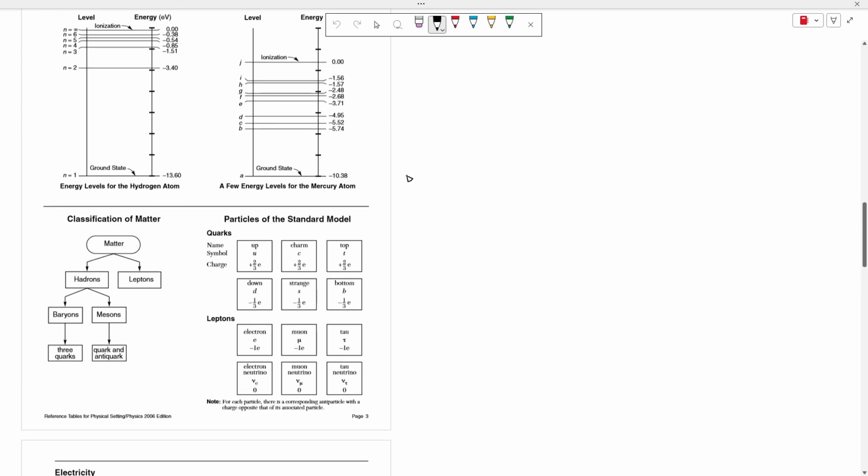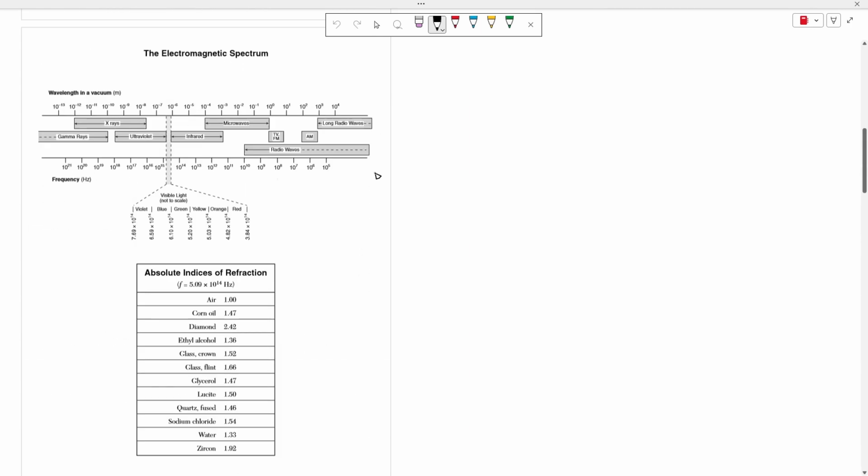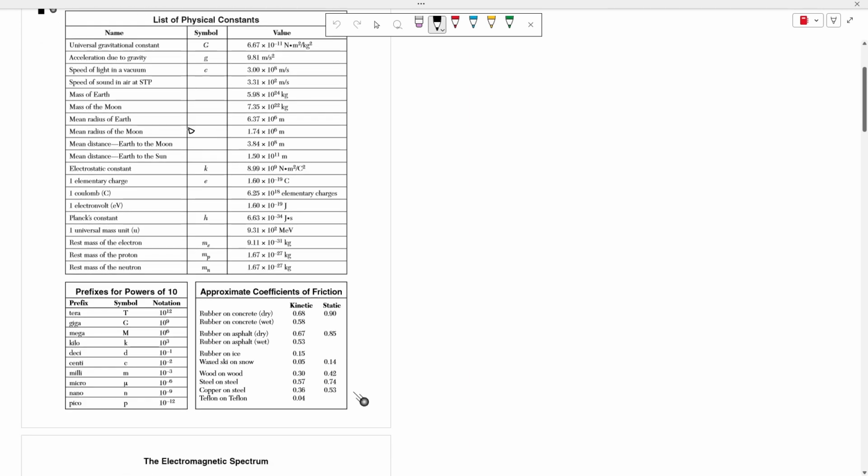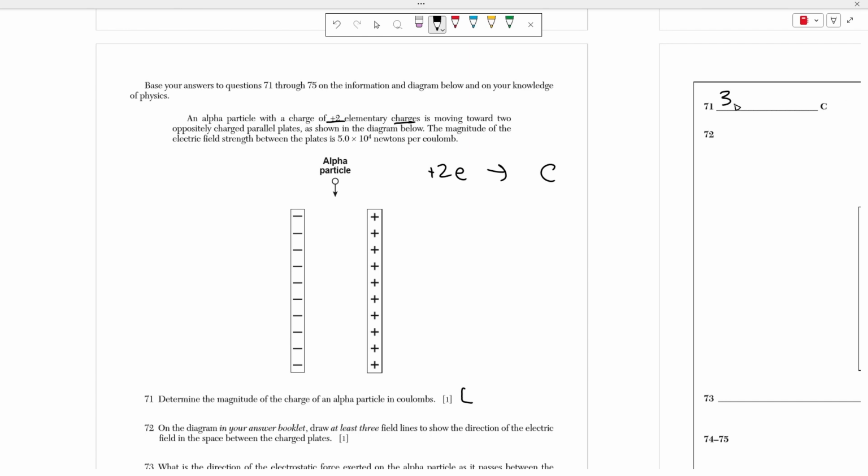So if I have 2 elementary charges, how do I know how many coulombs that's equal to? Well, if I look at this first page right here, this is going to tell us pretty much a bunch of conversions. And here it says that 1 elementary charge, the symbol E, is equal to 1.6 times 10 to the power of negative 19 coulombs. So if that's 1 elementary charge, if I have 2 elementary charges, which is the actual charge, I can just do 1.6 times 10 to the power of negative 19, times 2, right? I have 2 elementary charges, so I'm going to multiply this by 2. And as my answer, I'm going to get 3.2 times 10 to the power of negative 19 coulombs.